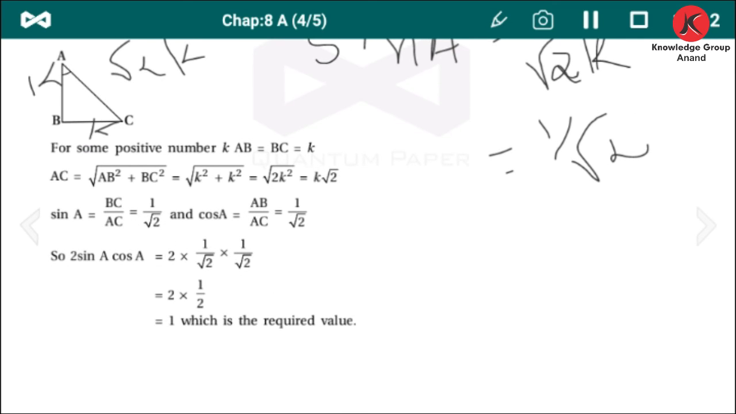Now, 2 sin A cos A is equal to 2 into 1 upon root 2 into 1 upon root 2. Root 2 into root 2 is equal to 2. So 2 into 1 upon 2 is equal to 1, which is the required value. We take the left hand side, 2 sin A cos A, put the values, 2 into 1 upon root 2 into 1 upon root 2, then we get root 2 into root 2 is 2, and 2 into 1 upon 2 is equal to 1, which is the required value.